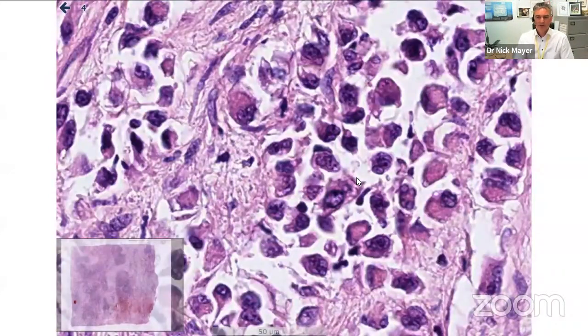And if you zoom in to the high power, although again the scanning was slightly suboptimal here, and the section's quite thick, I think I can convince you that there are some pretty nice rhabdoid looking cells here, with these eccentric nuclei, and then these globules of paranuclear eosinophilic material, which resemble rhabdomyoblasts, but are not, as we'll come on to in a minute.